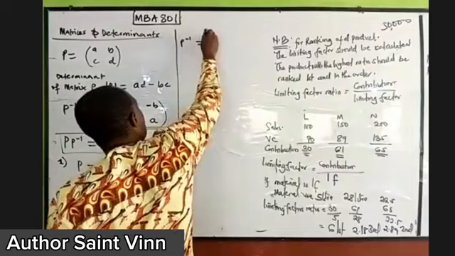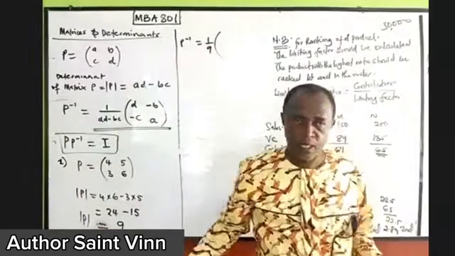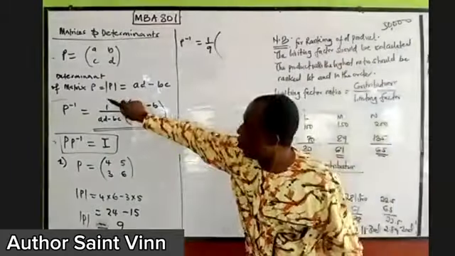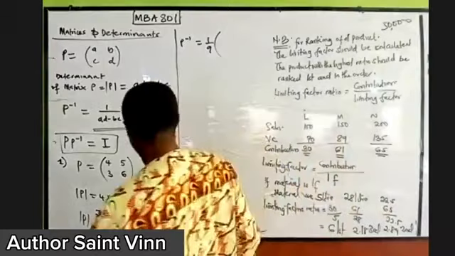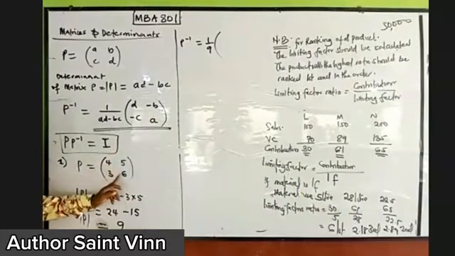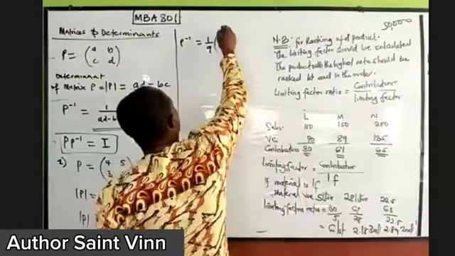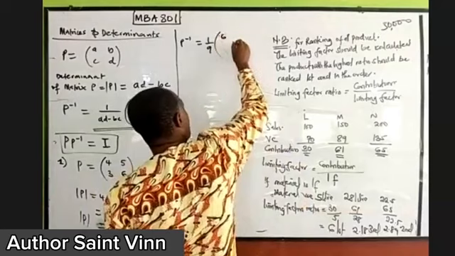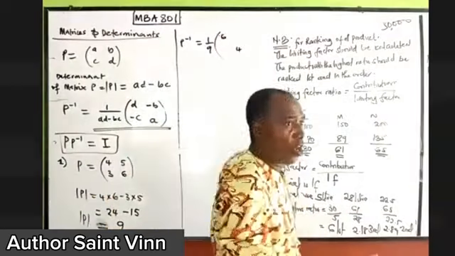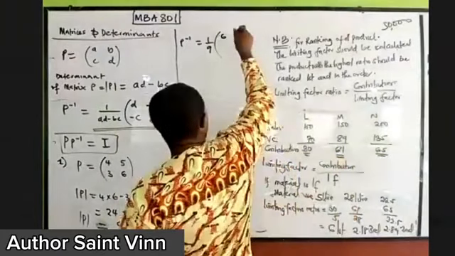Inverse. 1 over what? You know I got 9. And that is the determinant. 1 over determinant. 1 over 9. This is 4 and what? We change it. Transposition. 4. 6 and what? The minor is 5 and 3. Multiply by what? Minus.